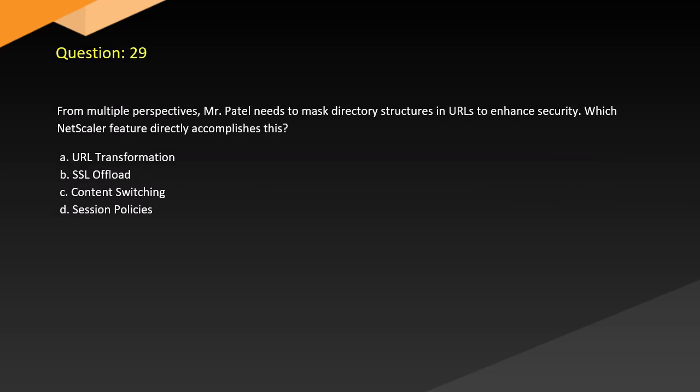Question 29. From multiple perspectives, Patel needs to mask directory structures in URLs to enhance security. Which NetScaler feature directly accomplishes this? A. URL transformation. B. SSL offload. C. Content switching. D. Session policies.